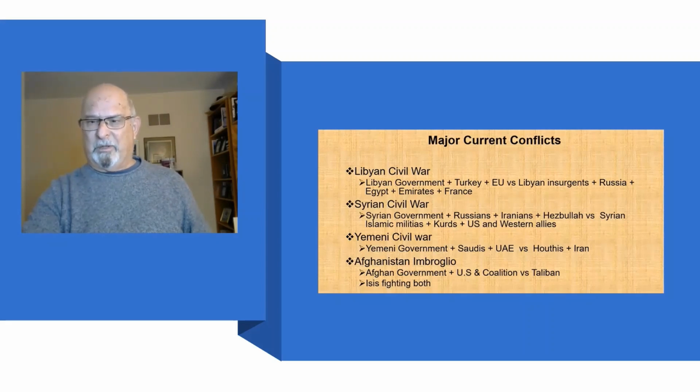And of course, we have the Afghanistan imbroglio, now sort of resolved with the Taliban takeover, where the Afghanistan government and the US and coalition were trying to eliminate the Taliban and of course lost that fight. And now the Taliban are in charge, but ISIS-K is still active and fighting both. So that is the nature of conflicts in the Middle East. And we're looking for those to be resolved sometime soon, or the region will descend again into chaos.